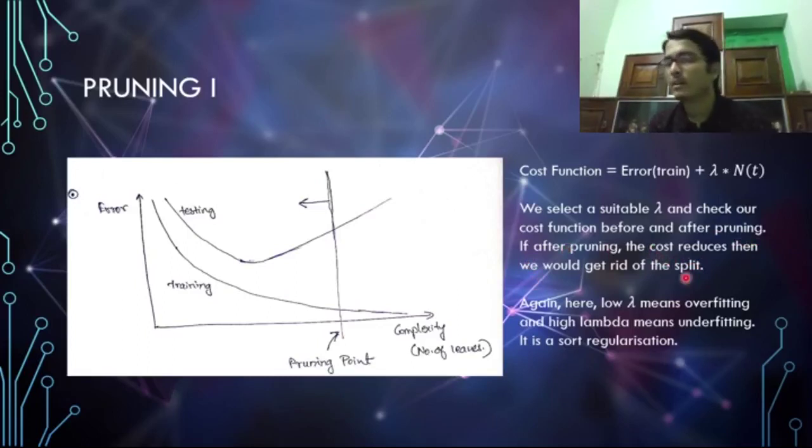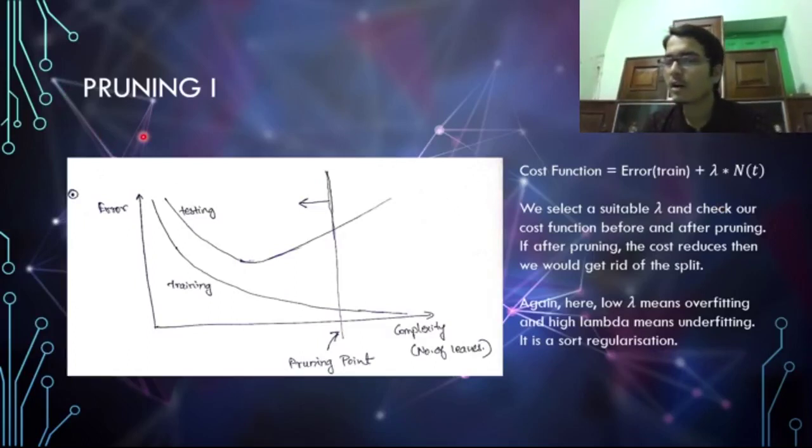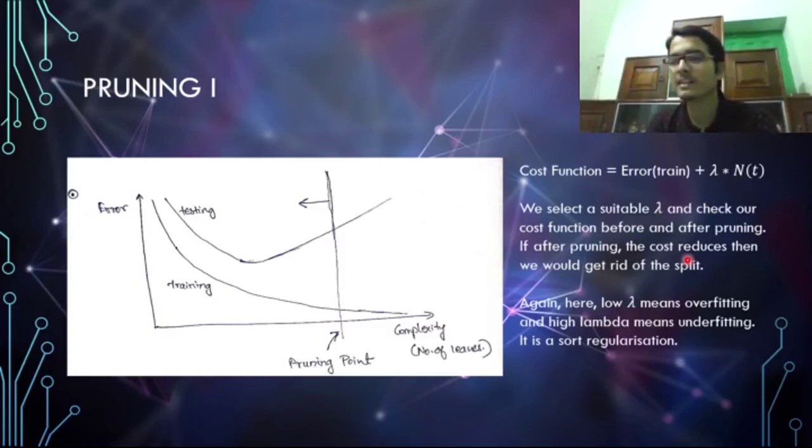Pruning basically means to cut the leaves of a tree. So its technical meaning is to cut the leaf. Whether we want to get rid of the split or not, we can decide by choosing a suitable lambda and checking our cost function before and after pruning. If after cutting the split the cost function reduces, then we will get rid of the split. We will understand what it means clearly with an example.